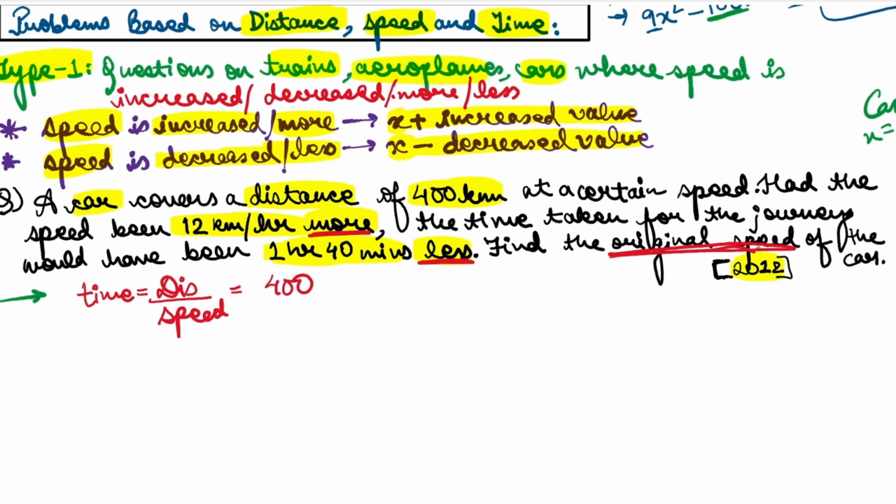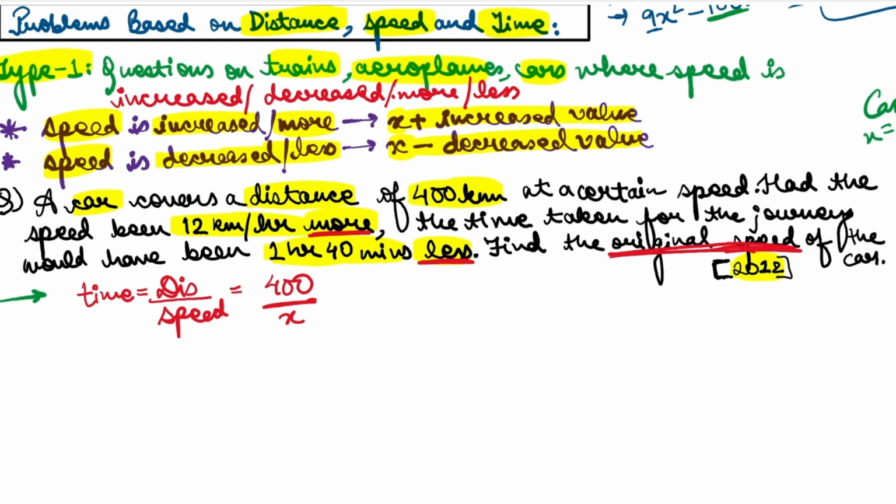Since the question asks you about speed, correct? So that is an unknown parameter. We'll substitute it with the x value. Okay. So this is basically the time. Now, had the speed been 12 kilometer more, so my speed has been increased. Okay. The time taken for the journey becomes equal to 1 hour 40 minutes less.